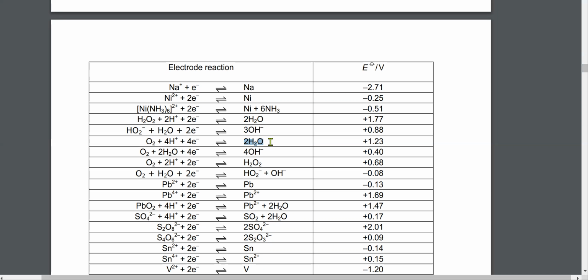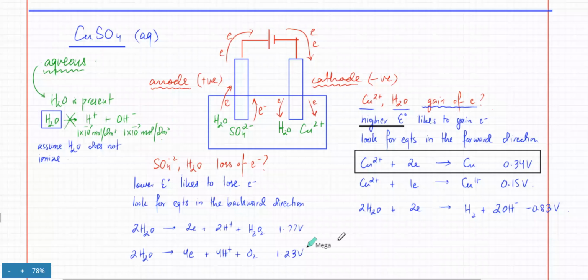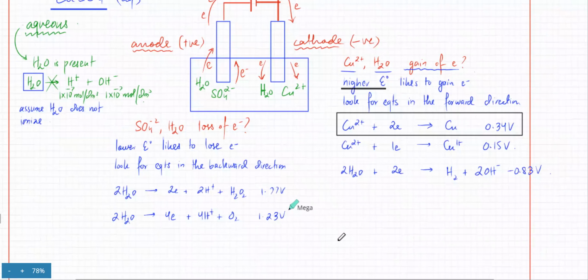They would lose 4 electrons, 4 H+ ions would be produced, plus O2 is going to be produced. And the value for that is 1.23 volts. So I've copied both these reactions, but in the backward direction.